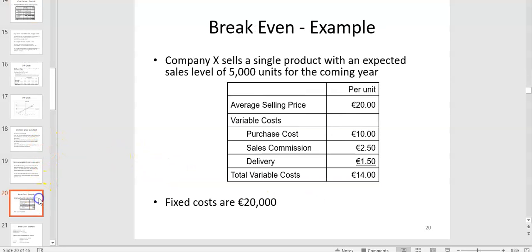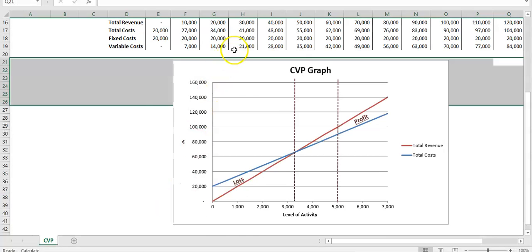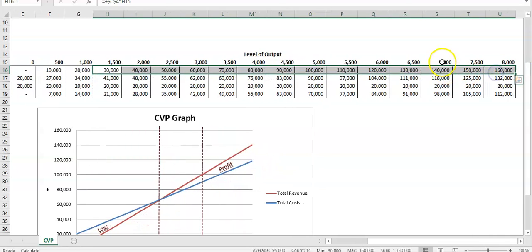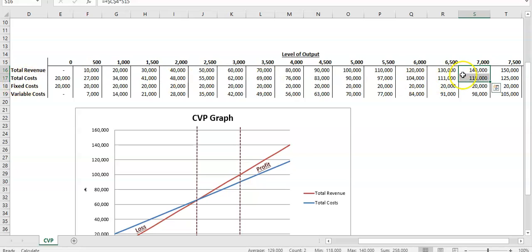Alternatively, for 7,000 I could say, hold on, I can do a shorthand approach. I know every unit generates €6 contribution. So 6 times 7,000 is 42. And I know fixed costs are 20,000 because they do not change. So my profit for 7,000 units, instead of restating the whole thing, is going to be 22. And if I go to my level of output, 7,000, total revenue 140, total costs 118, the difference there is 22.